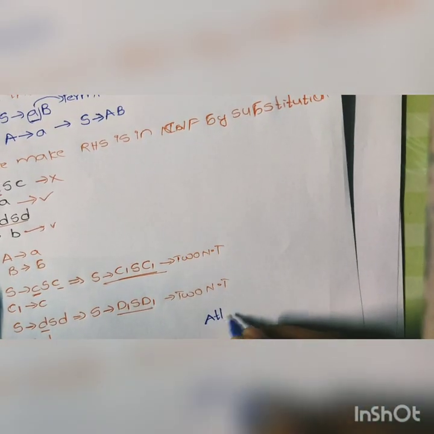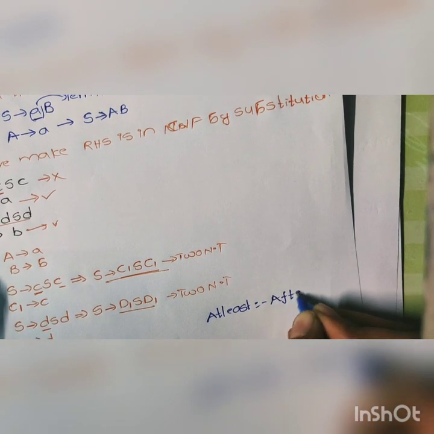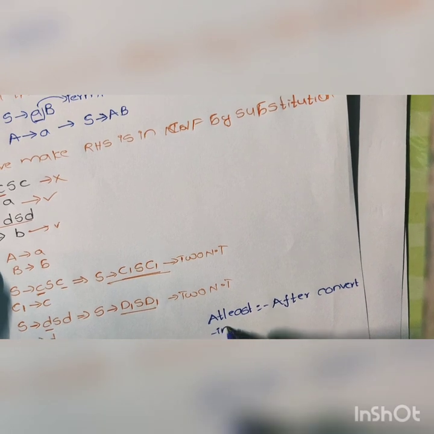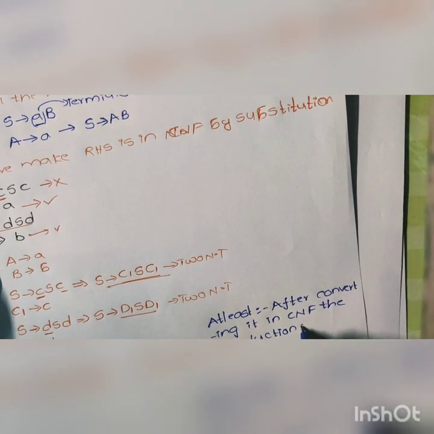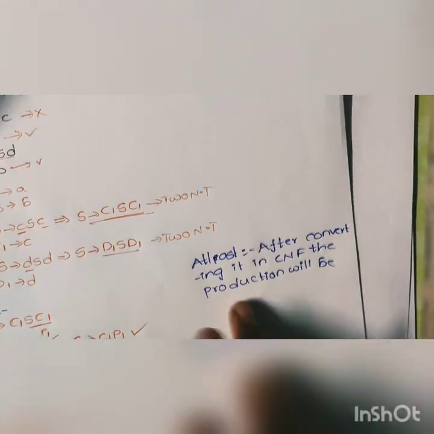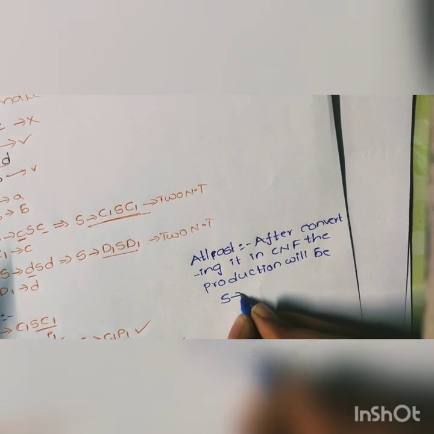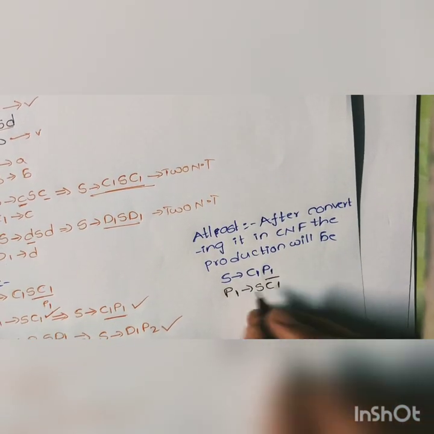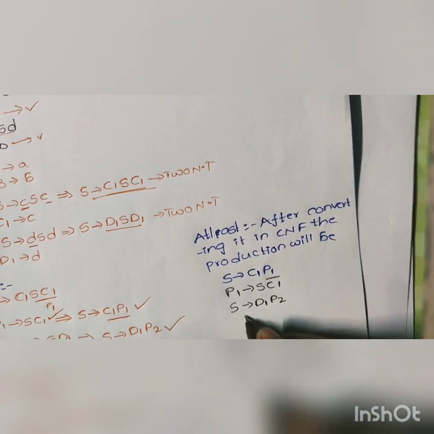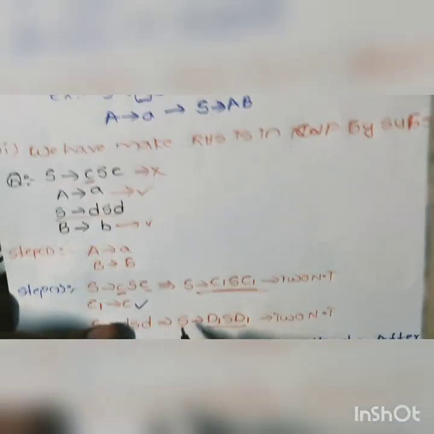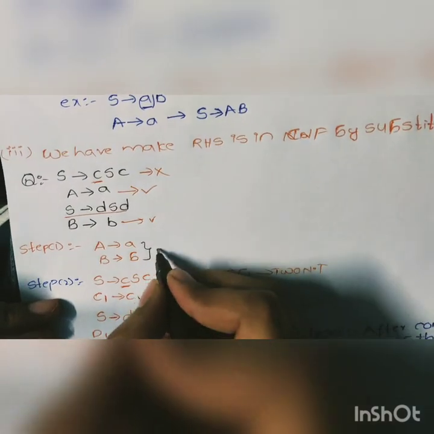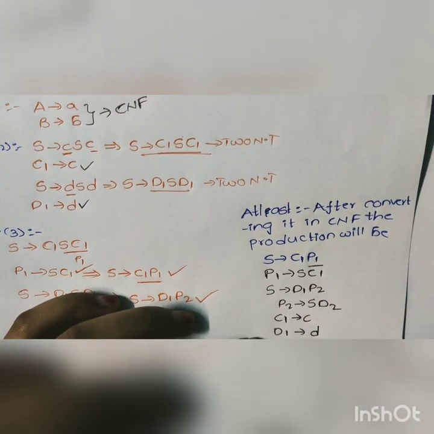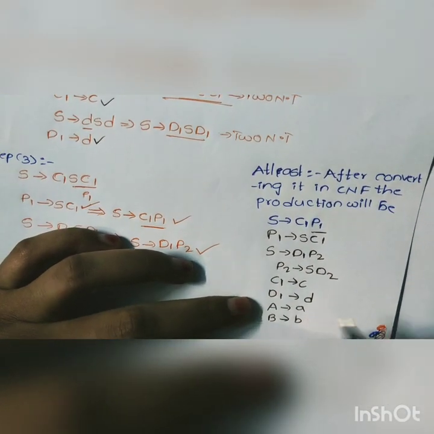At last, after converting it into CNF, the productions will be: S tends to C1 P1, where we replaced P1 with S C1, and next S tends to D1 P2, P2 tends to S D1, and the substitutions we wrote here: C1 tends to c, D1 tends to d. And in step one, we found that these two are in CNF, so we write them directly at the last: A tends to a, B tends to b. This is our final answer.